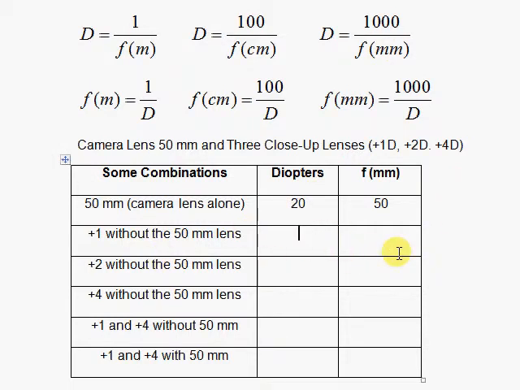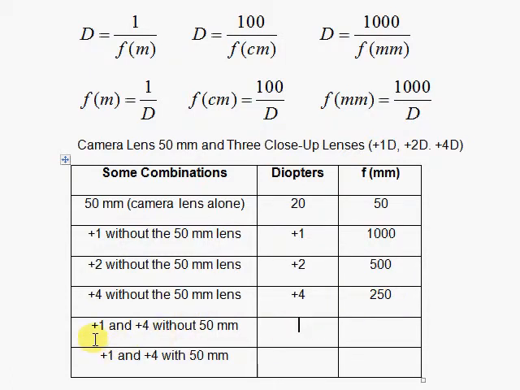The next case is the plus 1 by itself. This is the plus 1 diopter, so that's given. And if I want the focal length in millimeters, I want this. I take the 1 diopter and divide it into 1,000, and that's 1,000. The next case is the plus 2. Plus 2 diopters into 1,000 gives me 500. And plus 4 into 1,000 gives me 250.